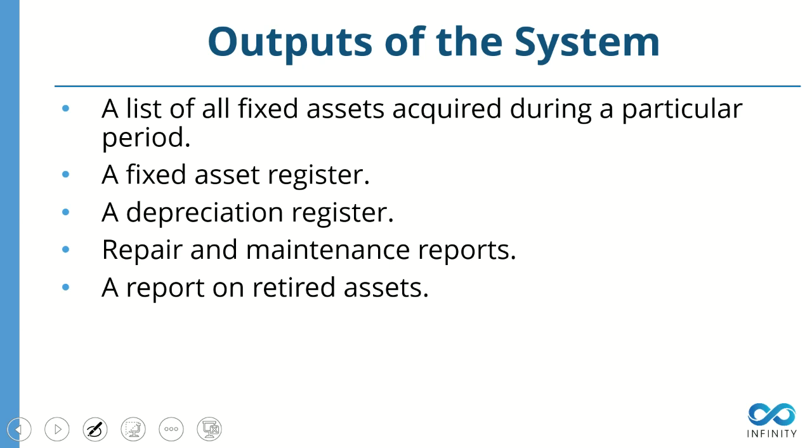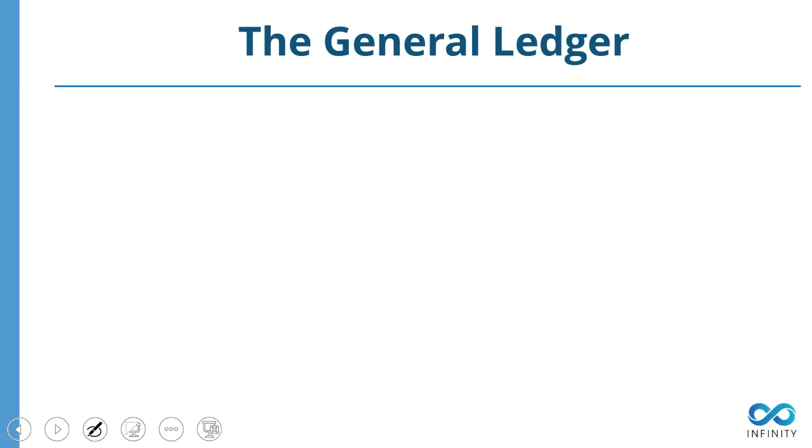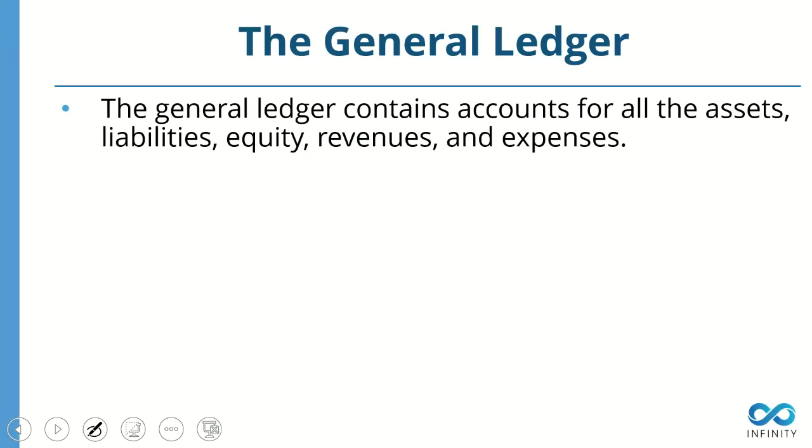So these are the outputs. You can get a list of fixed assets digitally, all the information: a fixed asset register and a depreciation register, a repair and maintenance report, and a report on retired assets. All those outputs you can get from this AIS. Then the next cycle is the general ledger and reporting cycle, or general ledger and reporting system.